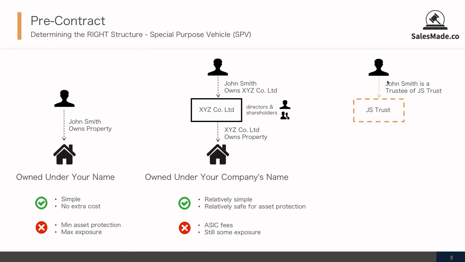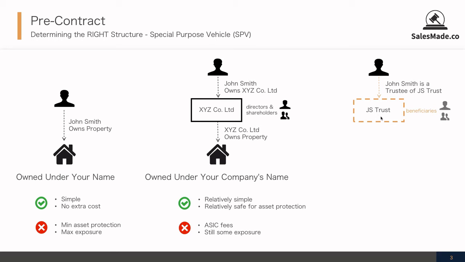So what happens is John, in this case, sets up a trust called a John Smith Trust or JS Trust, and John is the trustee of the trust, meaning that he is the sole controller of the trust. Unlike shares and directors, the trust has beneficiaries. So there are no shareholders and no directors, but there are beneficiaries. Beneficiaries can be John himself, John's family, anybody that John appoints as a beneficiary.